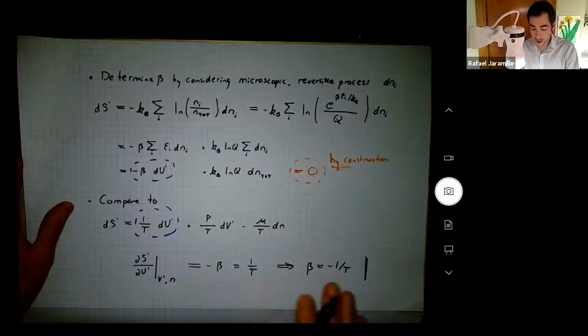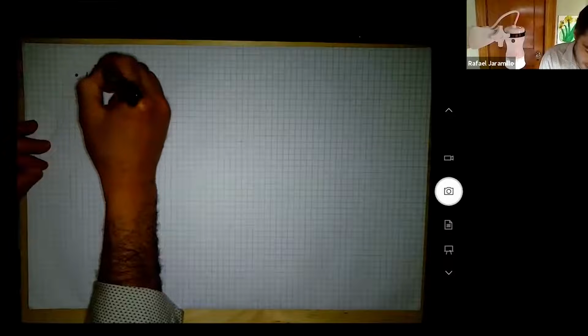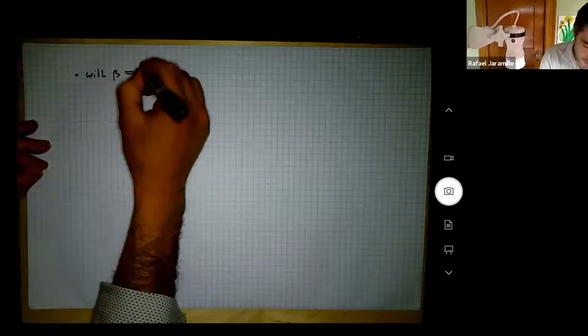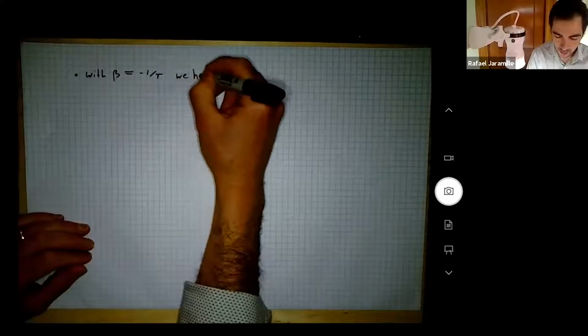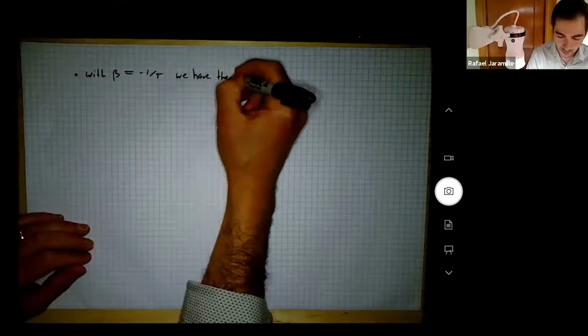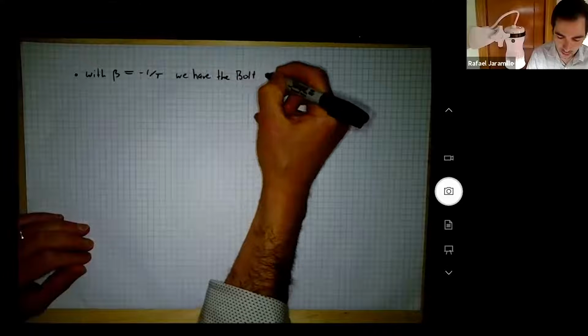So now with that identified, we have the Boltzmann distribution. Oh, there's always more paper. So with beta equals minus 1 over temperature, we have the Boltzmann distribution.